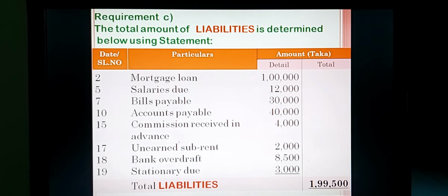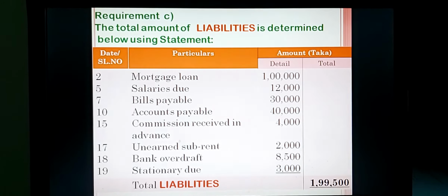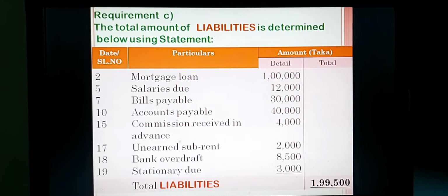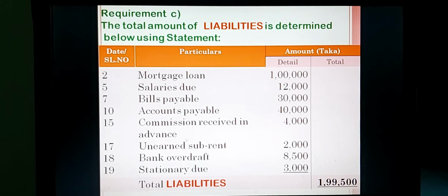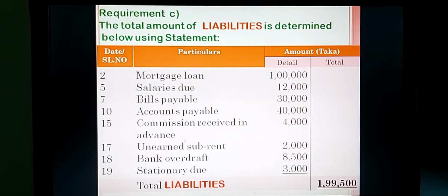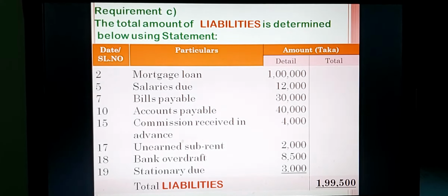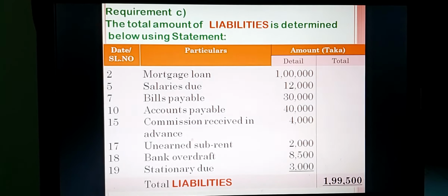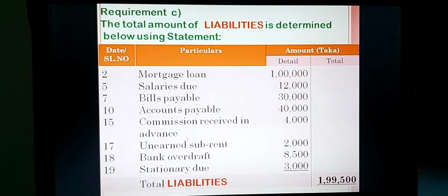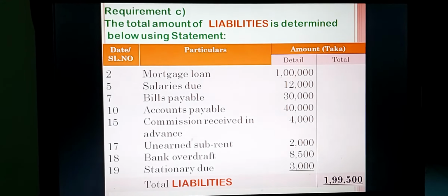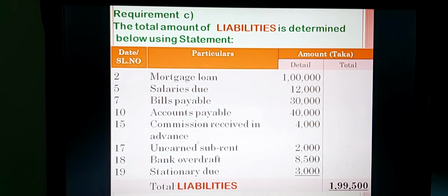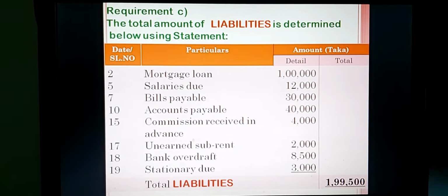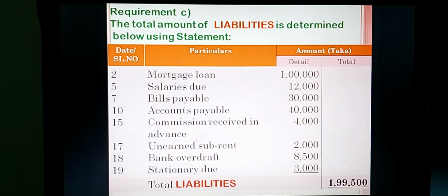Stationery due. Stationery is one kind of expense, but stationery is due, that is, the expense of stationery is unpaid. Due, outstanding, that is the payable amount. It has to be paid in future. So stationery due is one kind of liability. So from this question, you can write the names of liabilities: mortgage loan, salaries due, bills payable, accounts payable, commission received in advance, unearned sub-rent, bank overdraft, stationery due. Total amount of liability in this system is 1,99,500.